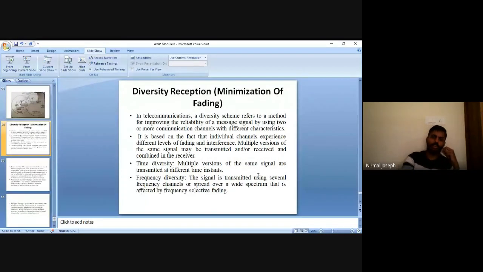So we'll be moving on to the final topic of this module, that is diversity reception or minimization of fading. This is just theory only. Diversity reception and minimization of fading. In telecommunications, a diversity scheme refers to a method for improving the reliability of a message signal by using 2 or more communication channels with different characteristics.